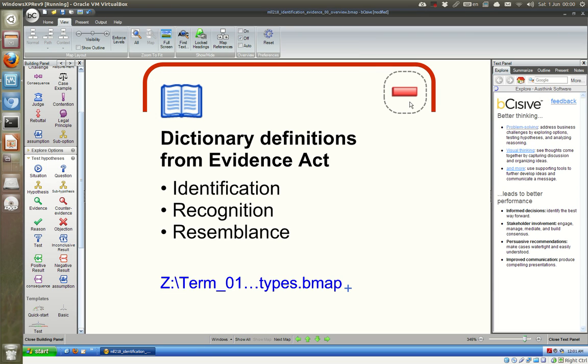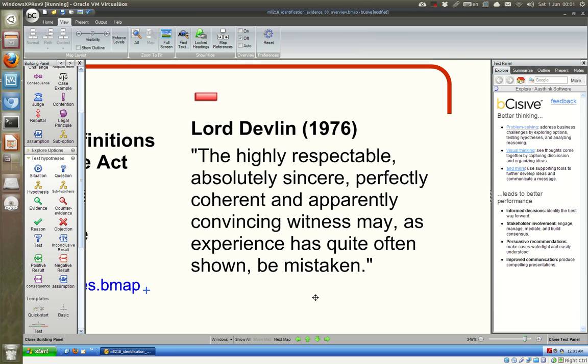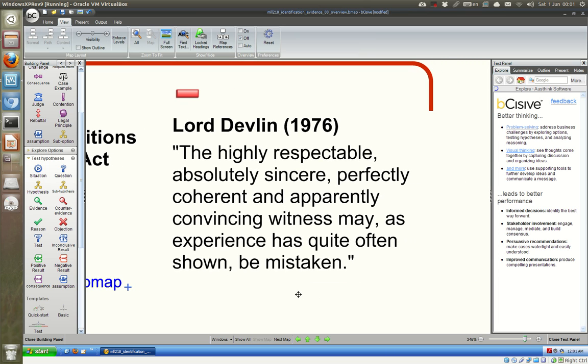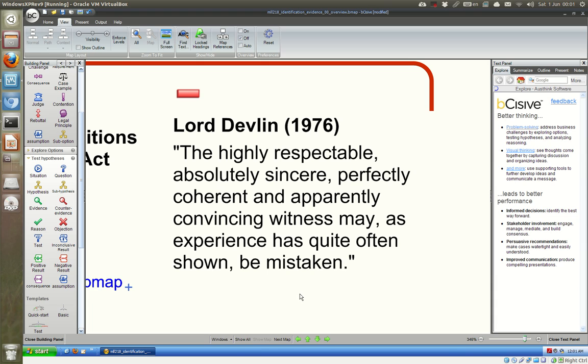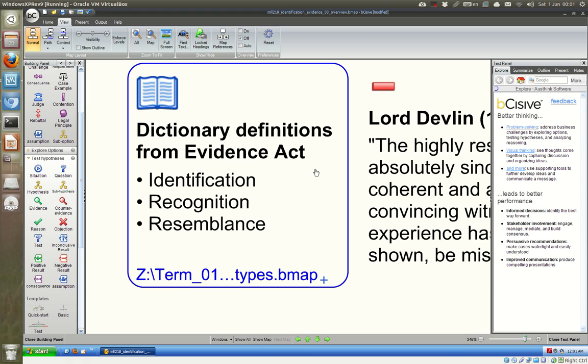And before we proceed, let's bear in mind a quote from Lord Devlin that really sets the tone for pretty much everything to do with identification evidence, which is that the highly respectable, absolutely sincere, perfectly coherent, and apparently convincing witness may, as experience has quite often shown, be mistaken. So with that in mind, let's move on.